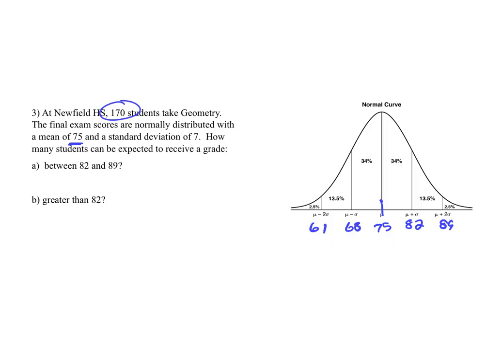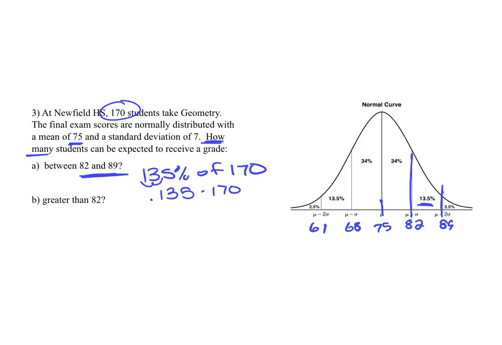Obviously, if you only need 82 to 89, this is a little more work than you needed to do, but whatever. This is the setup. It's easy. How many students, so we're asking how many, not percentage, can be expected to receive a grade of between 82 and 89. So between 82 and 89, we have 13.5% of the people. So 13.5% of the people and of 170. So remember, we divide that by 100, so we get 0.135 times 170, and we'll get about 23 people are expected to get a grade between 82 and 89.